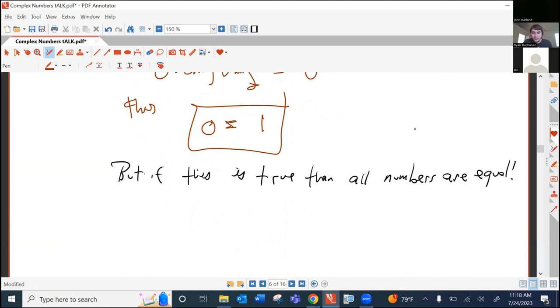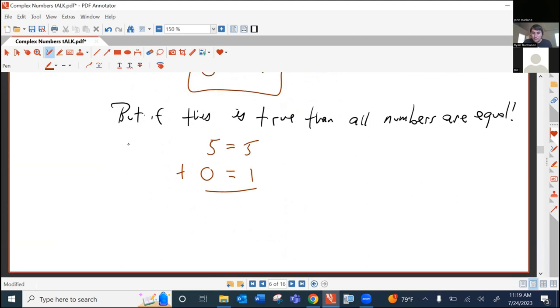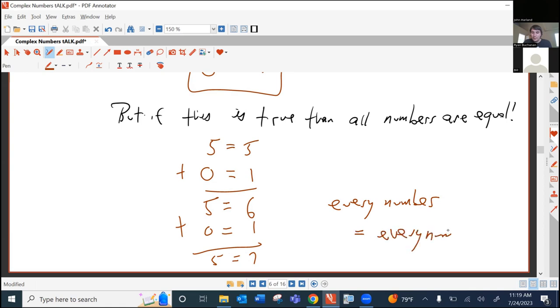For example, we have the equation 5 equals 5. And then all you have to do is add two equal numbers, 0 on the left side, 1 on the right side, and add these together by the additive property of identity. You get 5 on the left and 6 on the right. That means 5 is equal to 6. And then you could add again and get 5 is equal to 7. Then you have to admit that every number is equal to every other number. You can extend this logic to the equality of any two numbers.